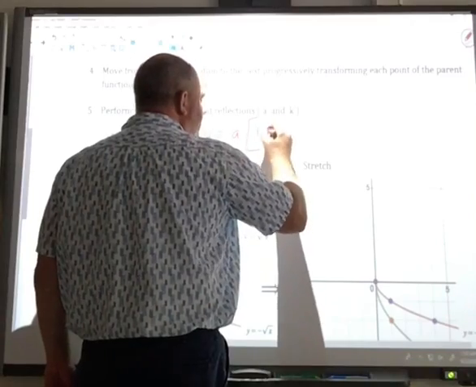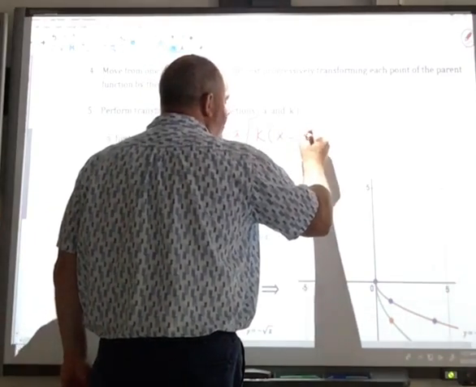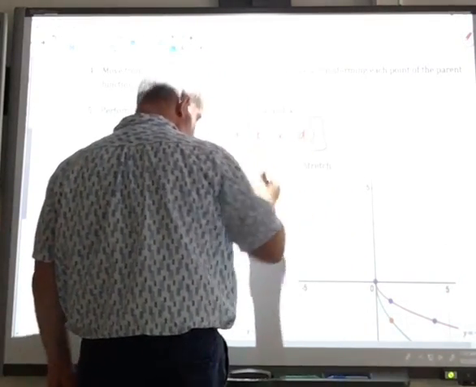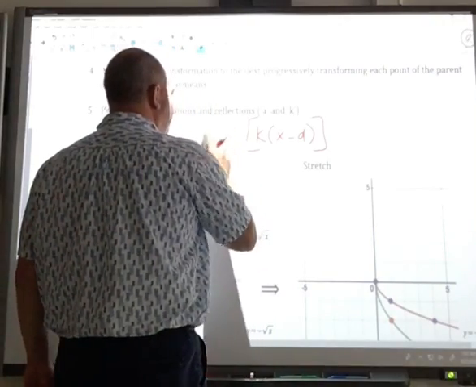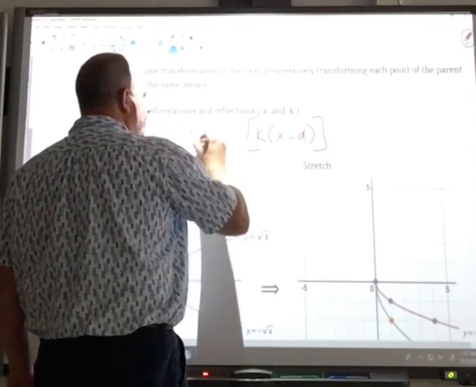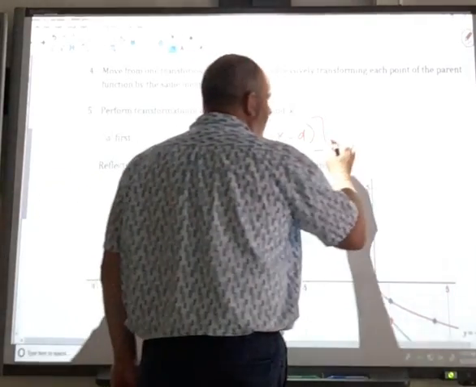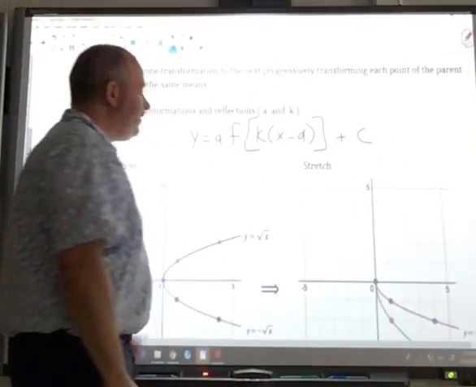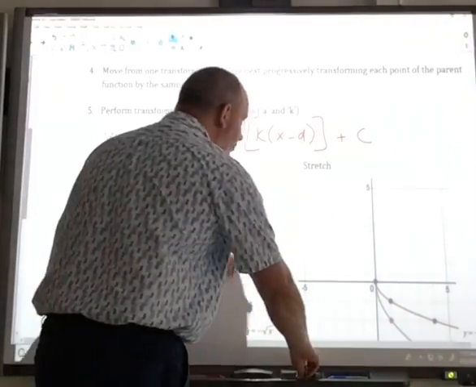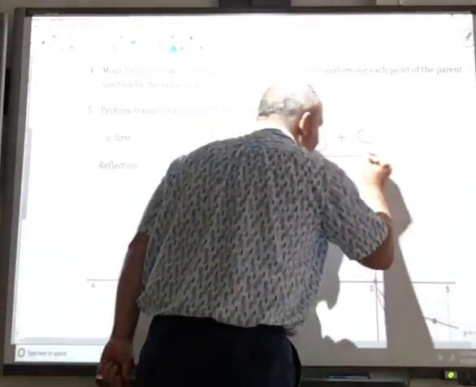If you take y is equal to a f(k(x minus d)) plus c, I forgot my f, darn it. Y is equal to a, and then there's your function, okay? If you take this rule and you write it out and you go from left to right, you can never go wrong.